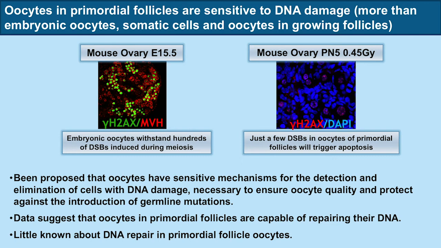And it's actually been proposed that oocytes have very sensitive mechanisms for the detection and elimination of cells with DNA damage, and that this might be necessary to ensure that oocyte quality is maintained and protect against the introduction of germline mutations. But all of the data that I've just shown you suggests that oocytes in primordial follicles are in fact capable of repairing their DNA. And when we were thinking about the results of our data, we went into the literature, but we really couldn't find very much information about DNA repair in primordial follicle oocytes.